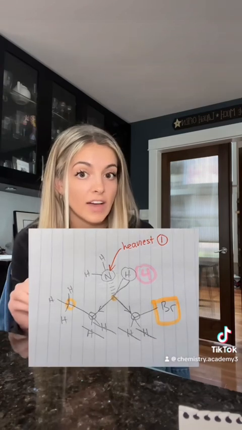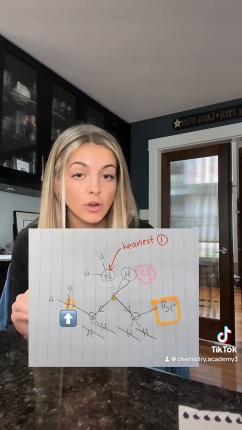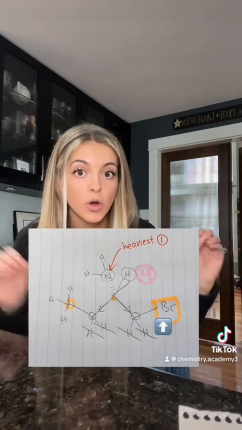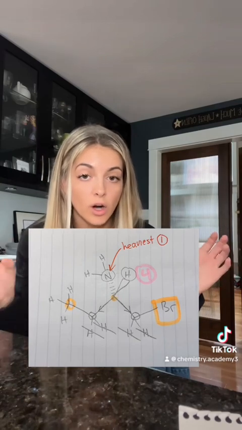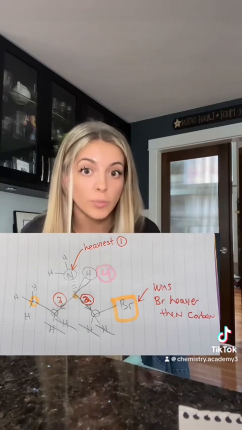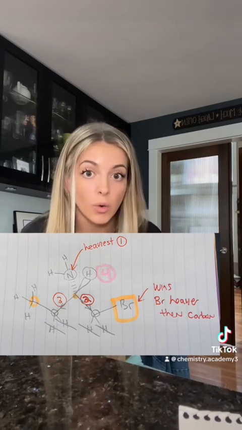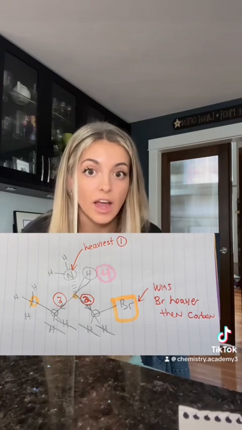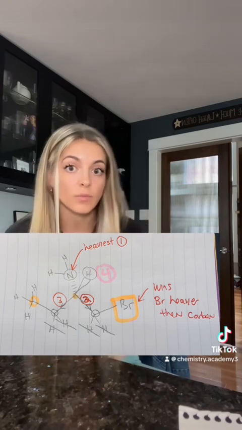The carbon on the left is attached to a C. The carbon on the right is attached to a bromine. Who's heavier, a bromine or a carbon? Bromine is heavier, bromine wins. Hence that group is going to be group priority number 2. And then the other group is priority number 3, which I showed here.